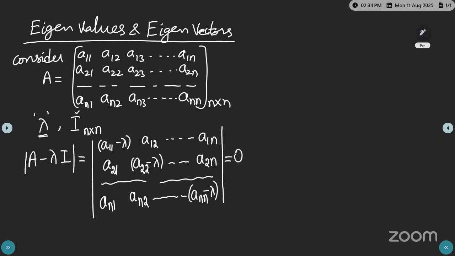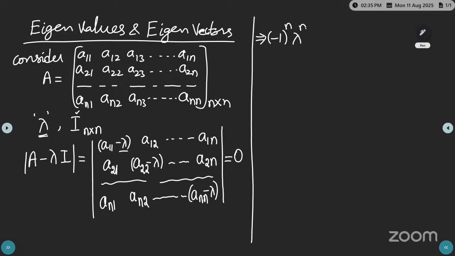How will it be? How many lambdas are there in this? Count. Three? Tell me about that. 1, 2, up to so on. How many? n lambdas are there. If you consider this, it will be in the form of minus 1 power n lambda power n.